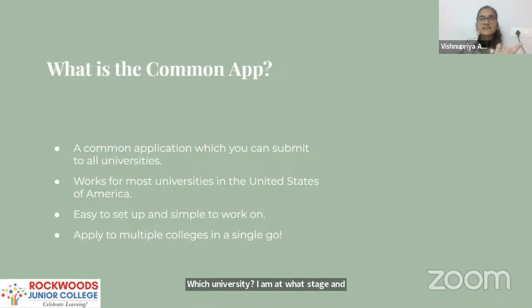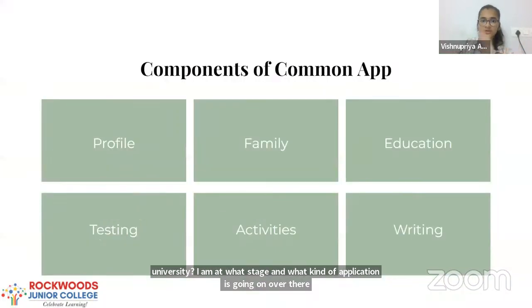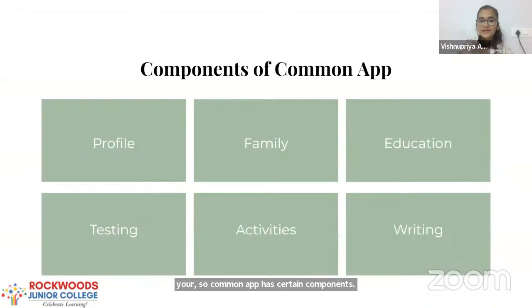So Common App has certain components. Those are profile, family, education, testing, activities, and writing. Profile is basically where you talk about yourself, as in you give details about yourself: your age, your address, your name, your family details. Family details as in your history, where you were born, where you went to school, all of that.